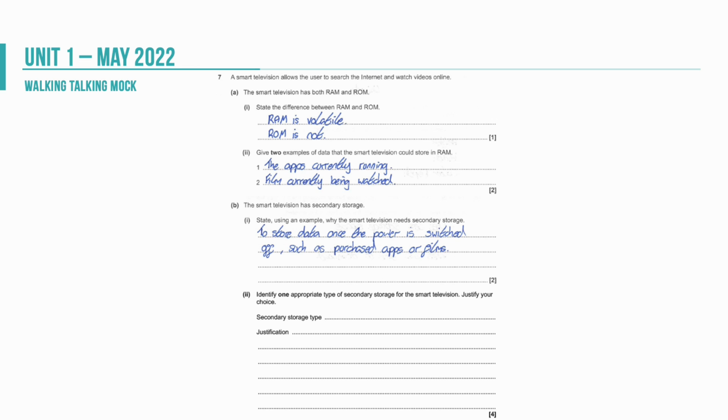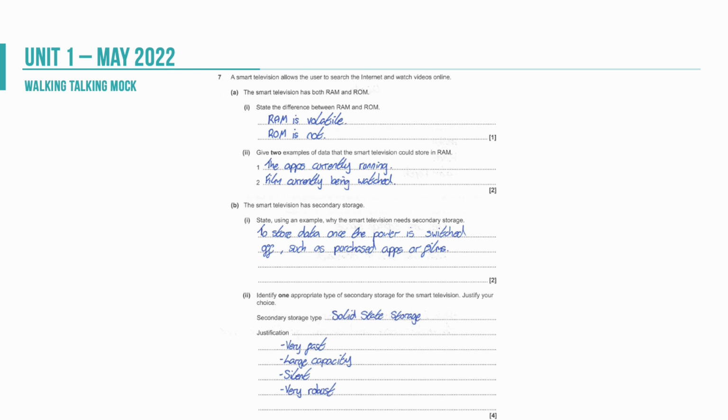9. Final question says, identify 1 appropriate type of secondary storage. There are only 3 types: optical, magnetic, and solid state. You can't put hard drive. You can't put CD, because the question has very specifically asked you for the type. I have said that solid state storage is going to be the one that I think is most appropriate, either in the form of a USB stick, but I can't get a mark for USB stick, or a solid state drive, which is a type of solid state storage.